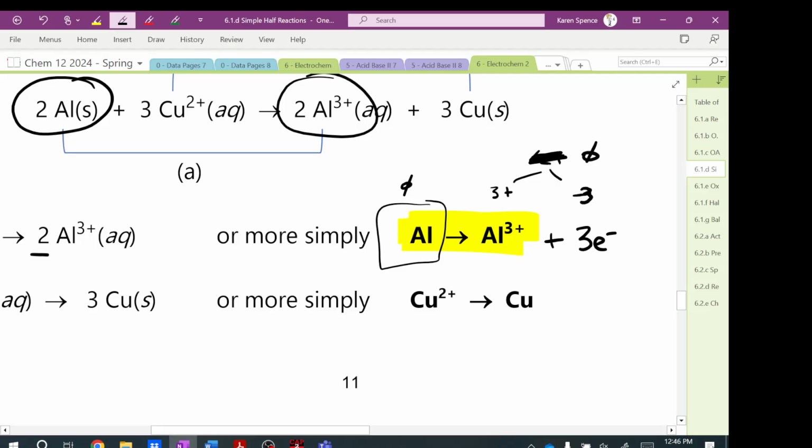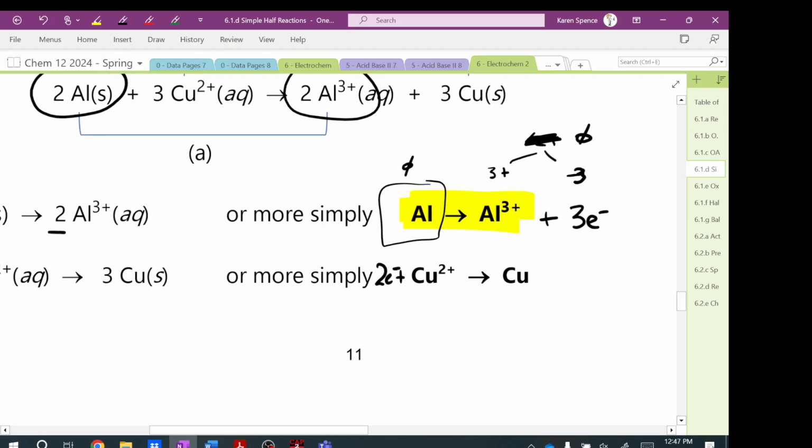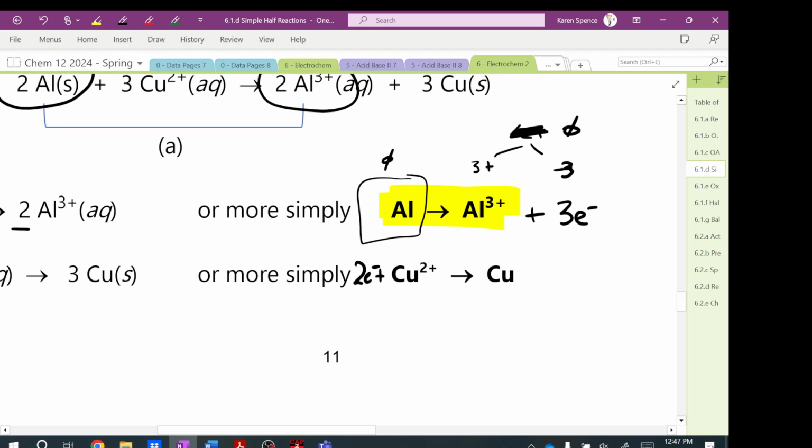Cu2+ goes to Cu. Which side do we need to add electrons to? To the reactants. And normally we would put them after, but I'm having trouble fitting them in, so I'm going to put them there. How many electrons should we add? 2, because that's going to balance our charge. So now you have 2 half reactions.